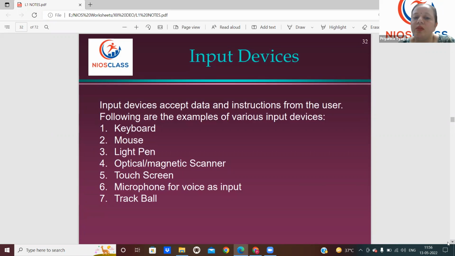Now, an input device accepts data and instructions from the user. That is the real functionality of an input device. In this list, we are going to discuss these input devices one by one: keyboard, mouse, light pen, optical magnetic scanner, touch screen, microphone for voice as input, and trackball.